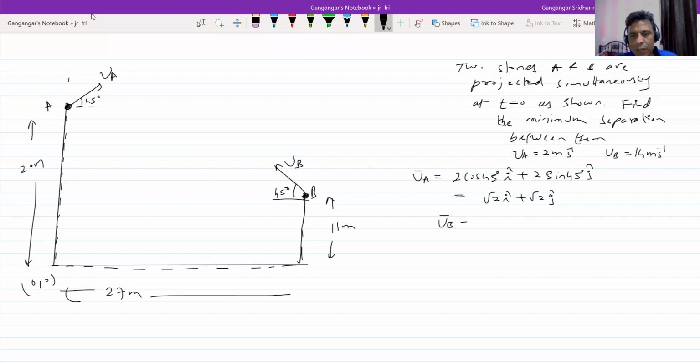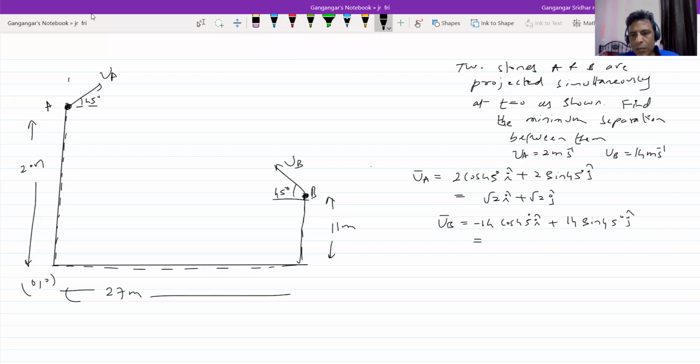Similarly, define the velocity vector UB. UB will be 14 cos 45 i cap. I took the origin here, at the left corner. So therefore, towards left, it should be the negative x-axis. Minus 14 cos 45 i cap plus 14 sin 45 degrees j cap.